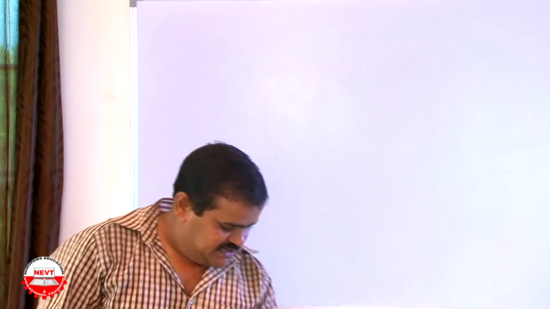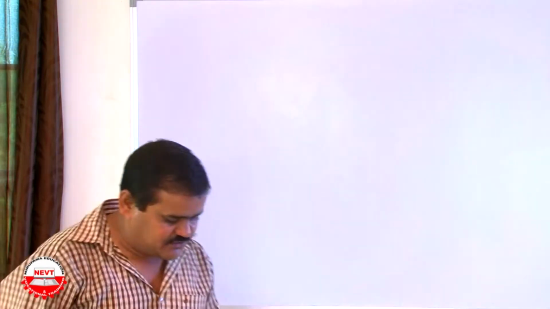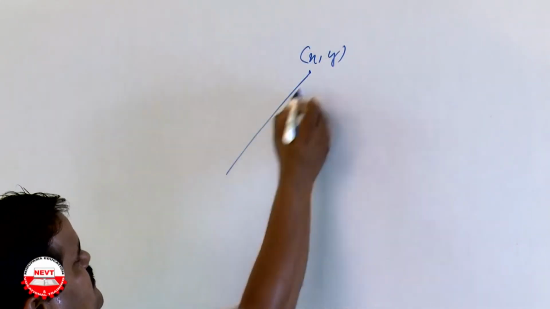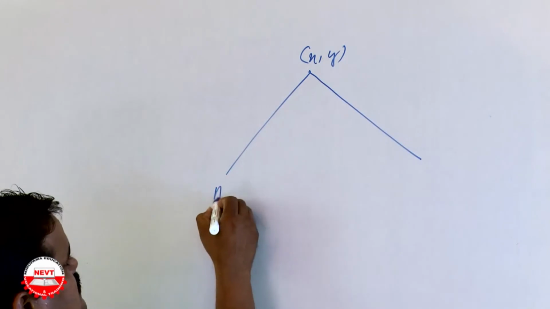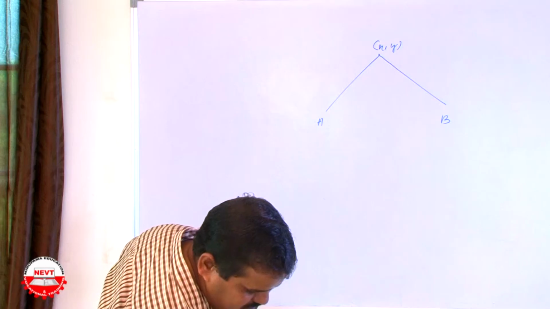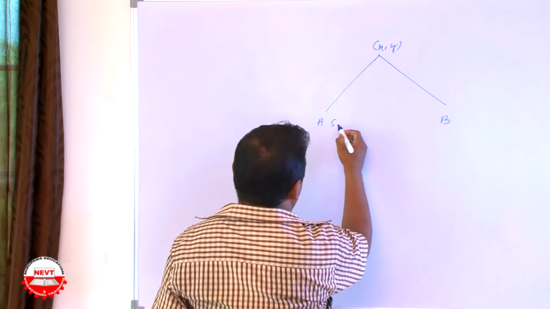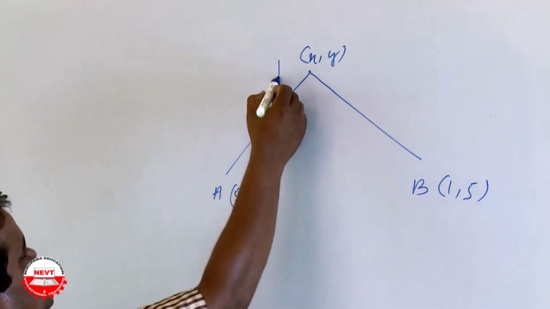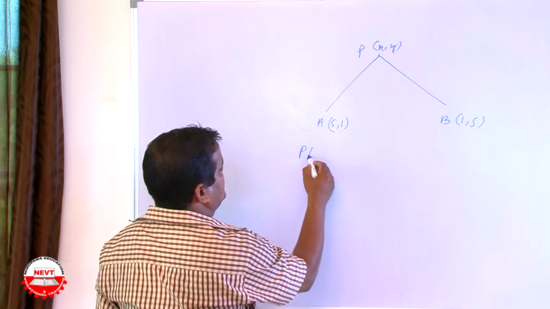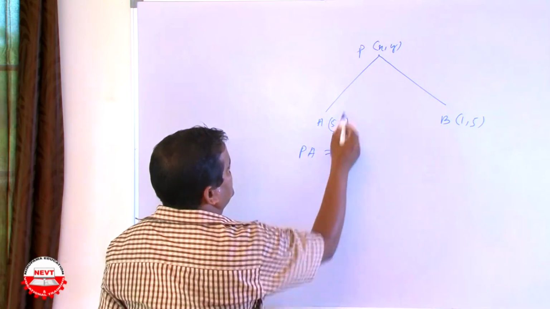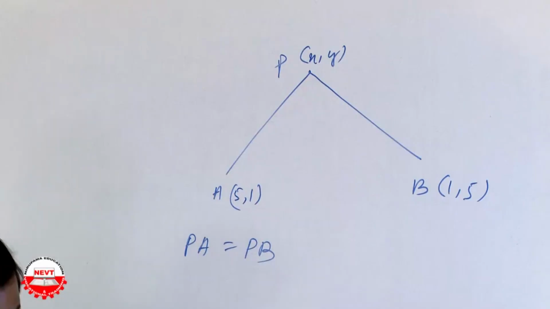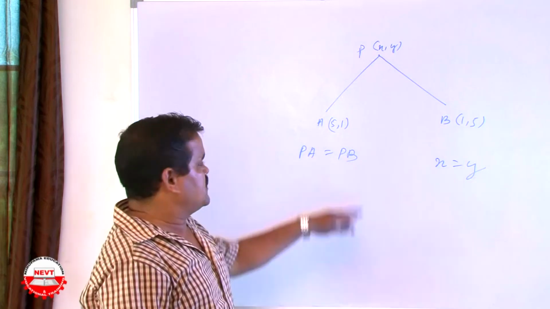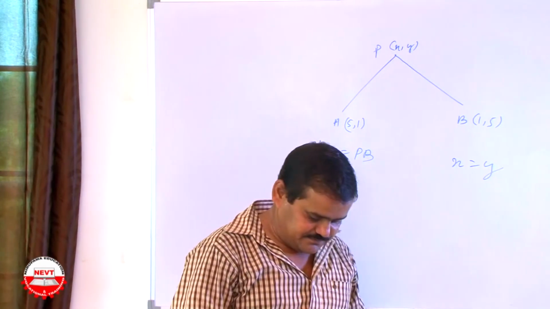Question number 33. If point P(x, y) is equidistant from two points A and B, 5, 1 and 1, 5. This point P is equidistant, hence you have to find out that PA is equal to PB. Like this, use the distance formula. In the question it is asked that you prove that x is equal to y. You will easily get x is equal to y. Solve by using distance formula. It's okay?